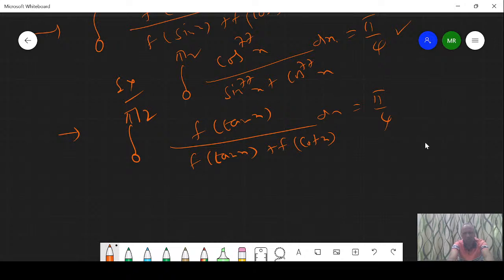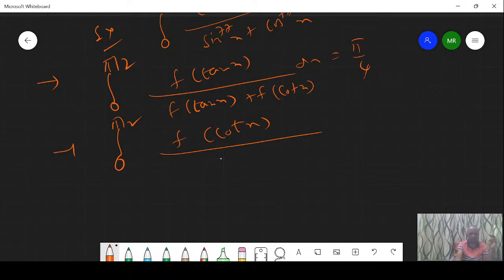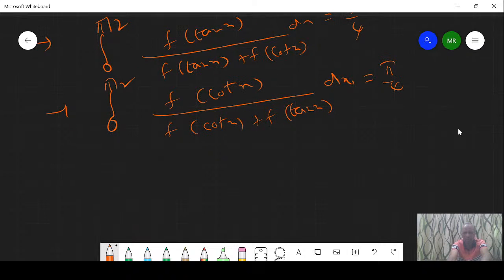In the place of f of tan x, if we replace, you can see integral 0 to pi by 2 of f of cot x by f of cot x plus f of tan x dx. The answer is pi by 4. So for the combination of tan and cot, you can write your answer directly as pi by 4 only.